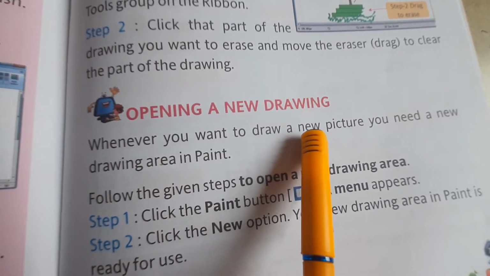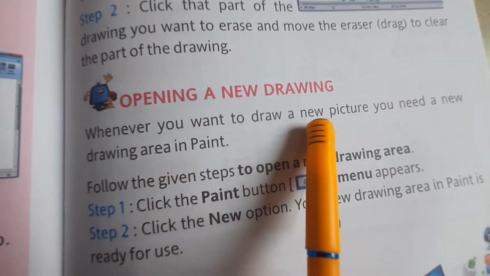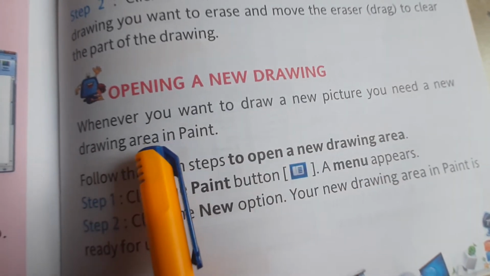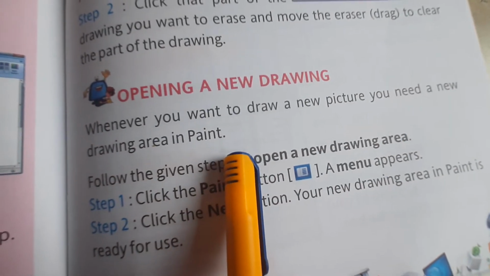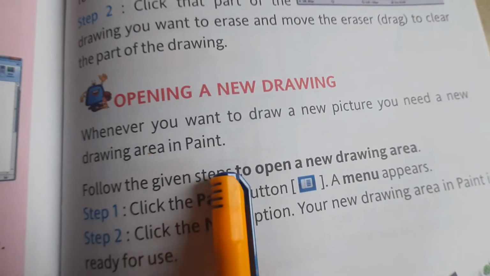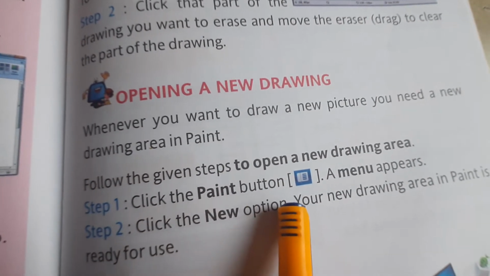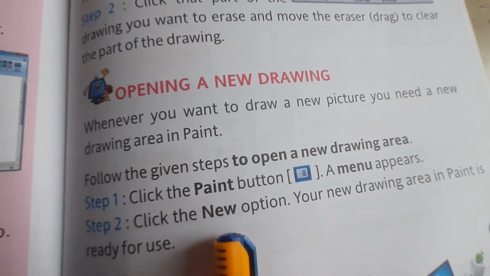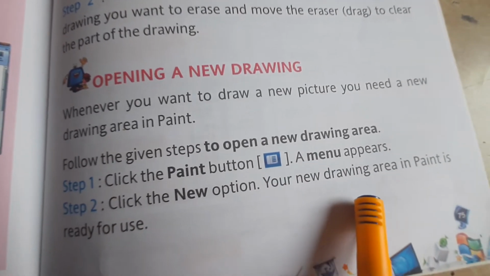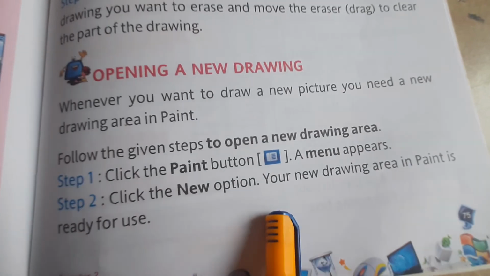Now opening a drawing. Whenever you want to draw a new picture, you need a new drawing area in Paint. Follow the given steps to open a new drawing area. Click the Paint button, a menu appears. Click the New option. Your new drawing area in Paint is ready to use.